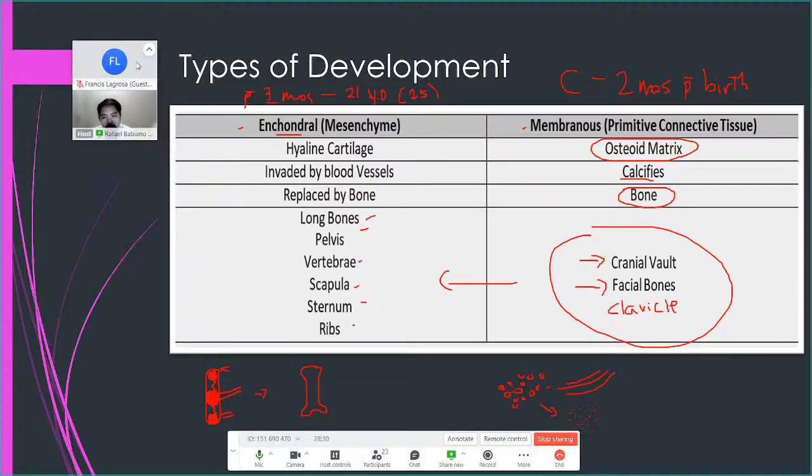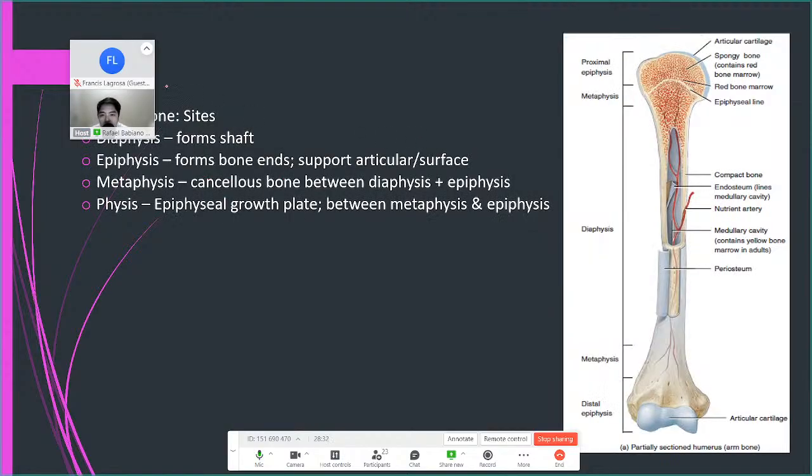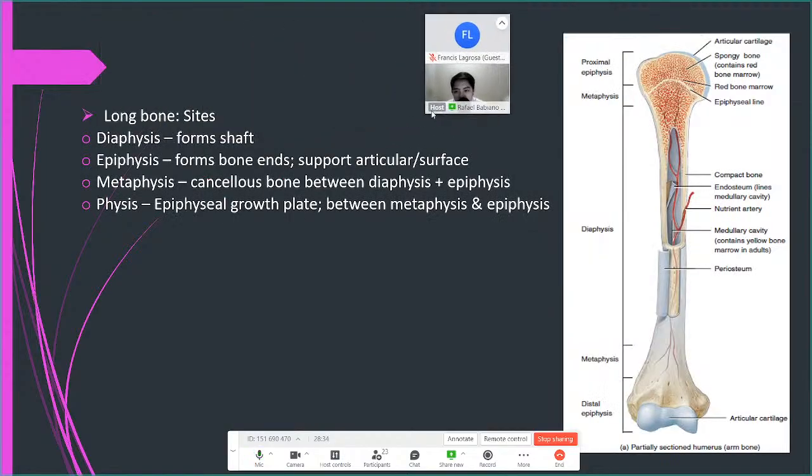That is the types of development. Alright, now we go to the sites of a long bone. You have your diaphysis, epiphysis, metaphysis, and the physis. This picture on your right is a long bone. To be specific, this is your humerus.